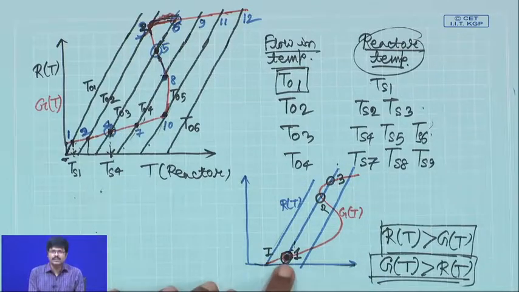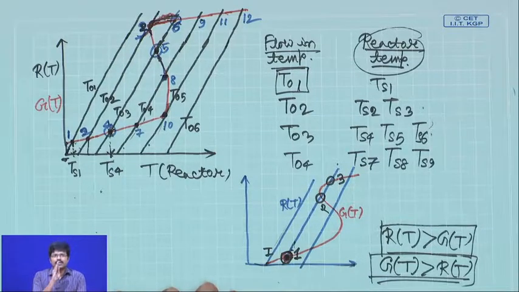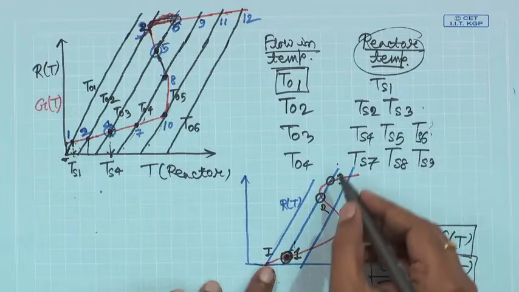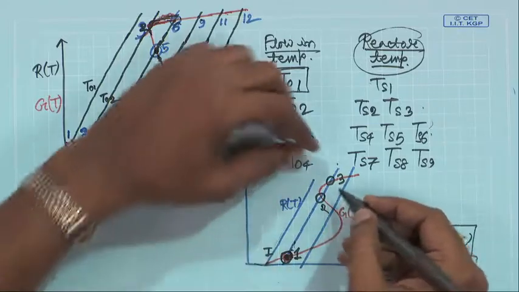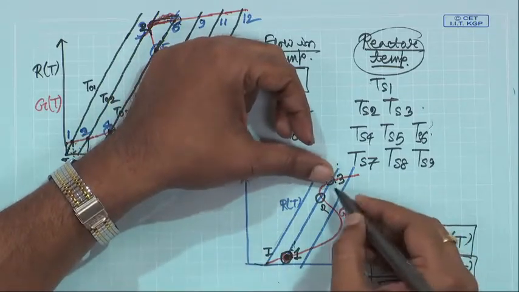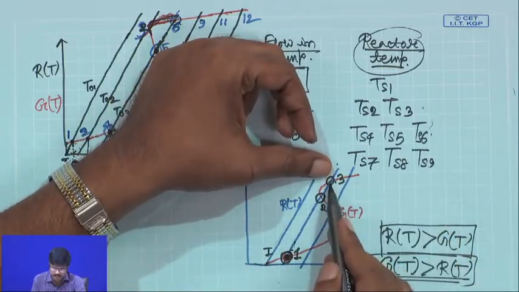That means this is a stable steady state. You slightly disturb it on this side or that side, it will come back to its position. This is a stable steady state. So, what happens at steady state 3? You will have the same conclusion.